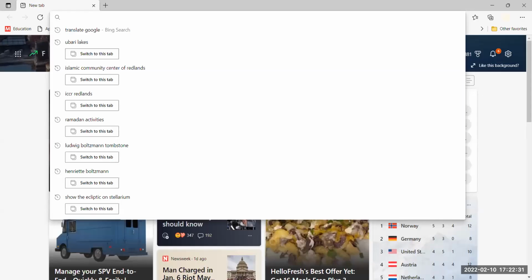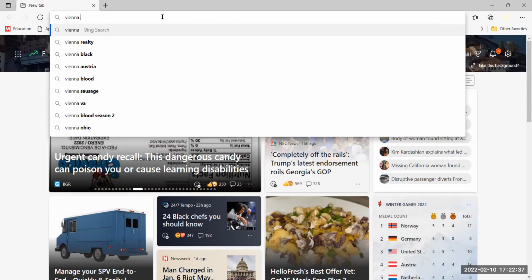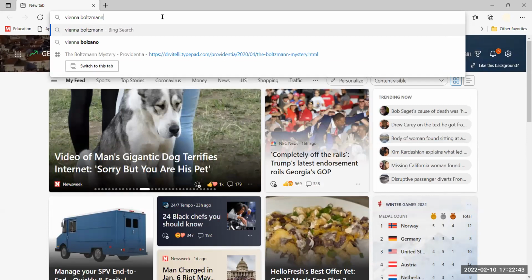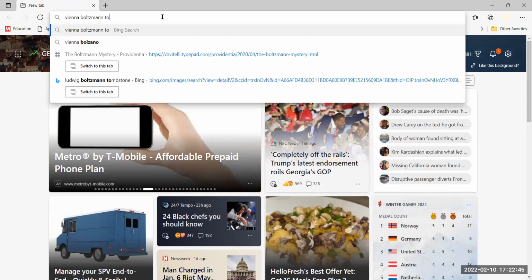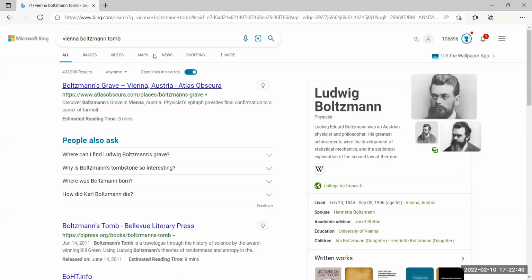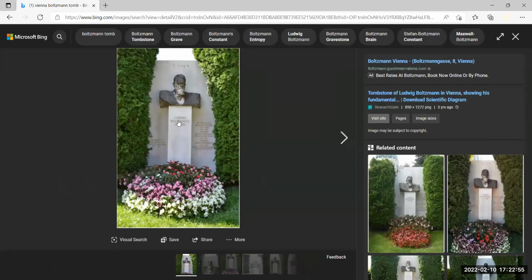Okay, so Vienna Cemetery, or Boltzmann tomb. And let's look at images. This is his tomb now in Vienna.